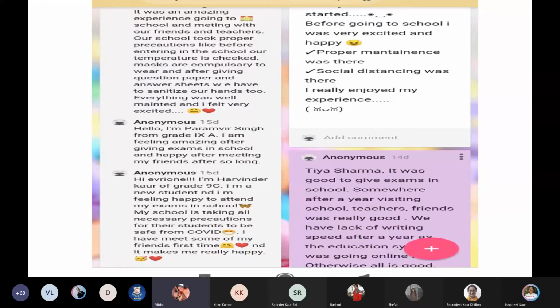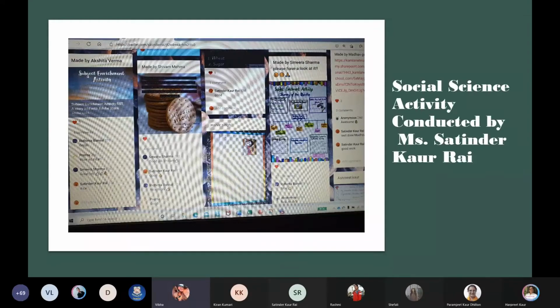Even on the screen, proper maintenance was there, social distancing was there. I really enjoyed my experience. So it was kind of an anecdote taken by the students for the future also. So this was the social science activity conducted by Satinder Kaur Rai ma'am. She has also taken the responses, as I discussed earlier, on the Padlet.